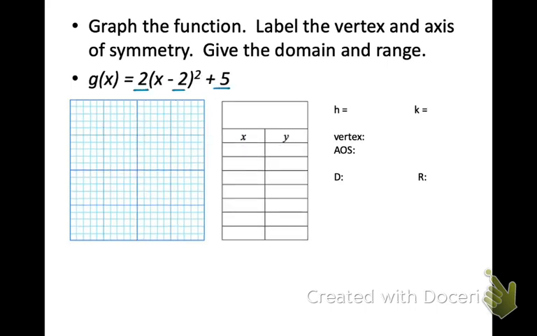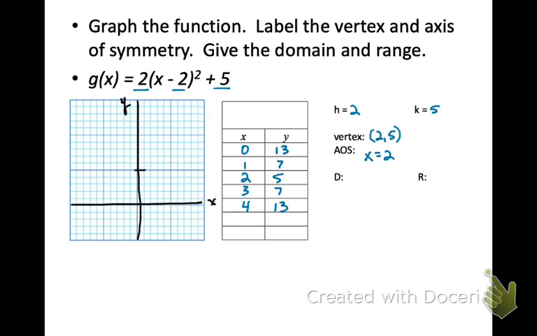And then check your second one. So hopefully you anticipated those changes, a vertical stretch, shifting to the right and up 5. Identify your vertex, putting it in your table, plugging in those values for x. And I notice that I have lots of positives, so I'm going to shift my origin down, plot those points.